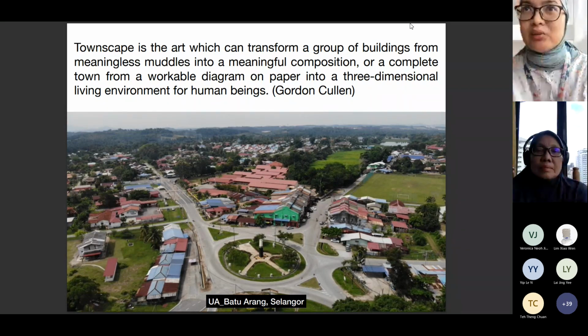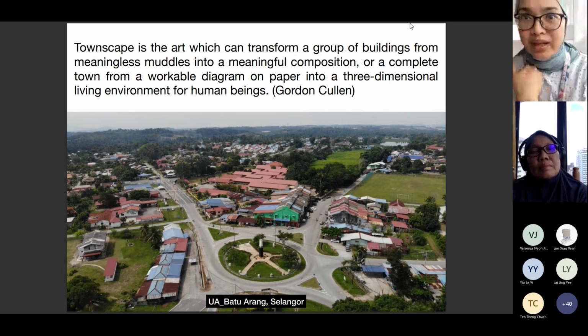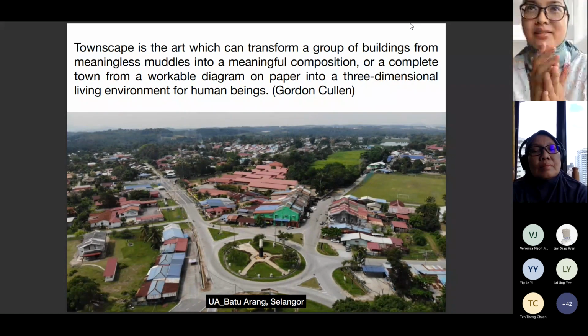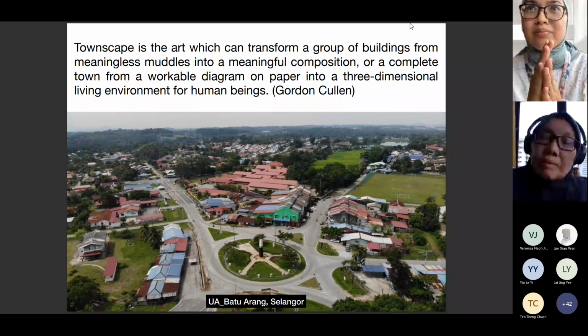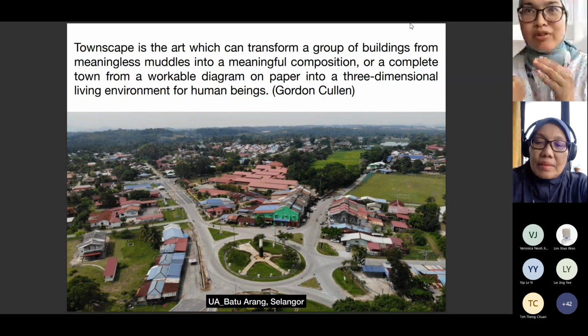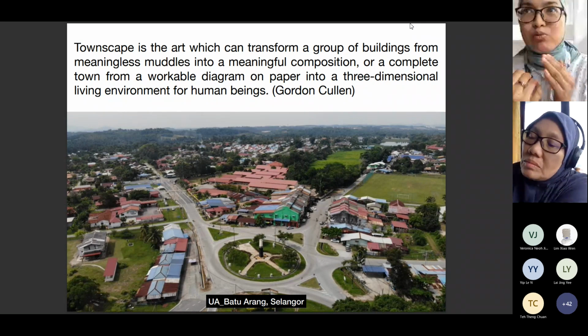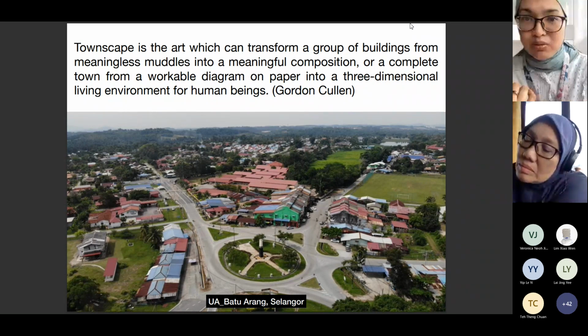Okay, so unit A we're looking into adaptive reuse. Unit B it's more on community empowerment. While unit C, the one that I'm handling, is on resilient town. In general, for this semester in particular, as we are looking into old towns, unit C will be looking into resilient town.